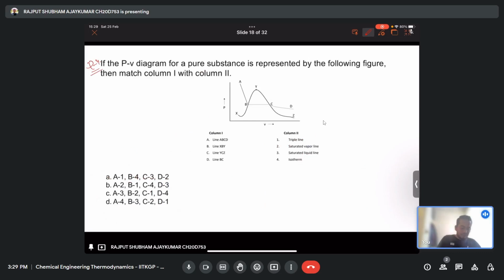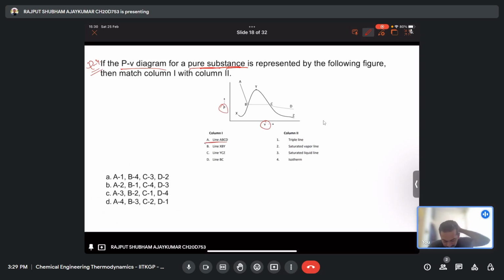So we'll go with question fourth right now. It's the PV behavior of an ideal gas, like we discussed last week also. But here we'll go through some of the diagrams that have been given to us. What is given is a PV diagram for a pure substance. This is a pressure volume diagram for a pure substance, represented by the following figure. Then match column 1 with column 2. Now this figure we have already shown last week, in week 3. Now we have to identify what these lines correspond to in specific terms. They have given lines A, B, C, D.